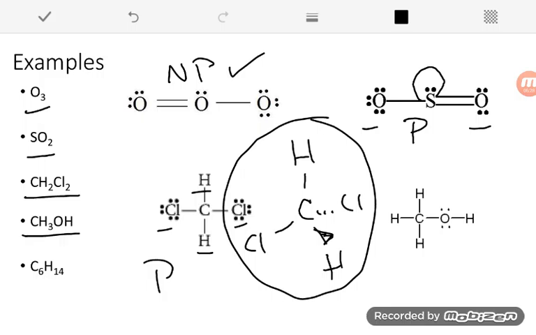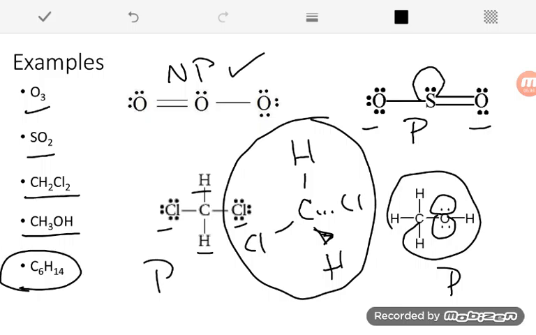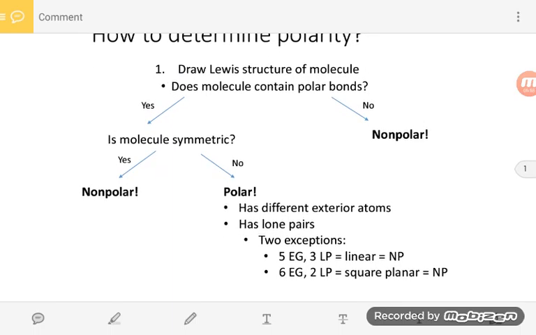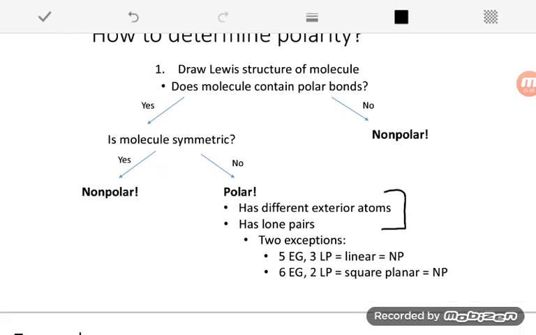Another one, CH3OH. This one we can easily see. Look, we've got some lone pairs here. We've got different exterior atoms all around the molecule. This molecule is going to be polar. Last one, I didn't even draw the Lewis structure. Really, really easy. C6H14, nothing but carbon-hydrogen bonds. Therefore, nonpolar bonds means overall a nonpolar molecule. So, pretty simple. Just as I said, go through this. If you have polar bonds, look for these two things: different exterior atoms or lone pairs, and then you've got yourself a polar molecule.